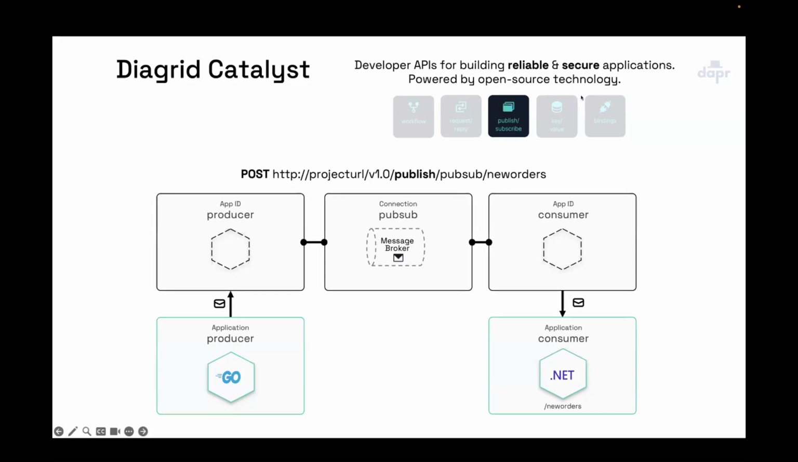So here we can see we are using the V1 publish API. We're targeting the pub sub connection and whatever that backend infrastructure is in that connection. And then basically we want to publish this to the new orders topic. And then essentially the app ID of the consumer will listen for that message to come in and then deliver it to a particular method on the receiving application.